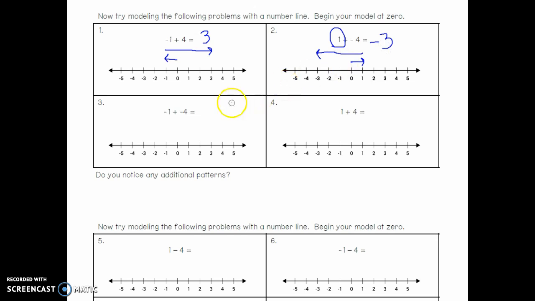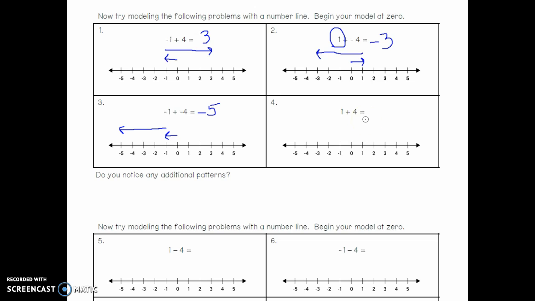This next one gets a little different. Start at 0, but go to negative 1. And this time I add more negatives. So I'm going to start from my negative 1, but I'm still going in the negative direction for more. 1, 2, 3, 4. Where did I land? I landed at negative 5.